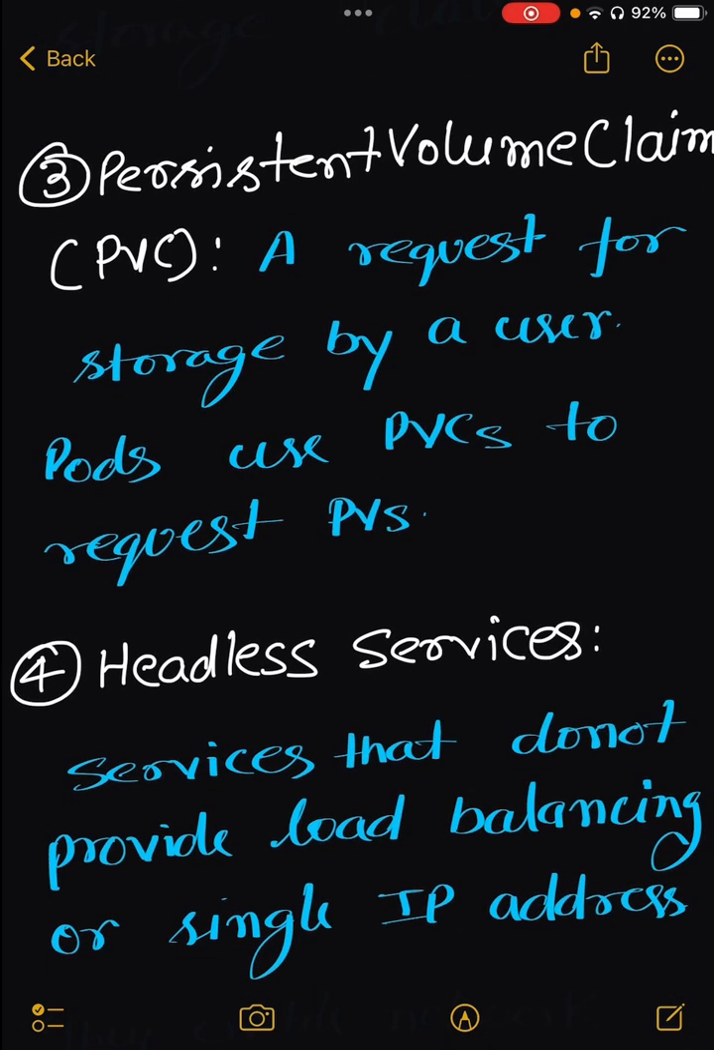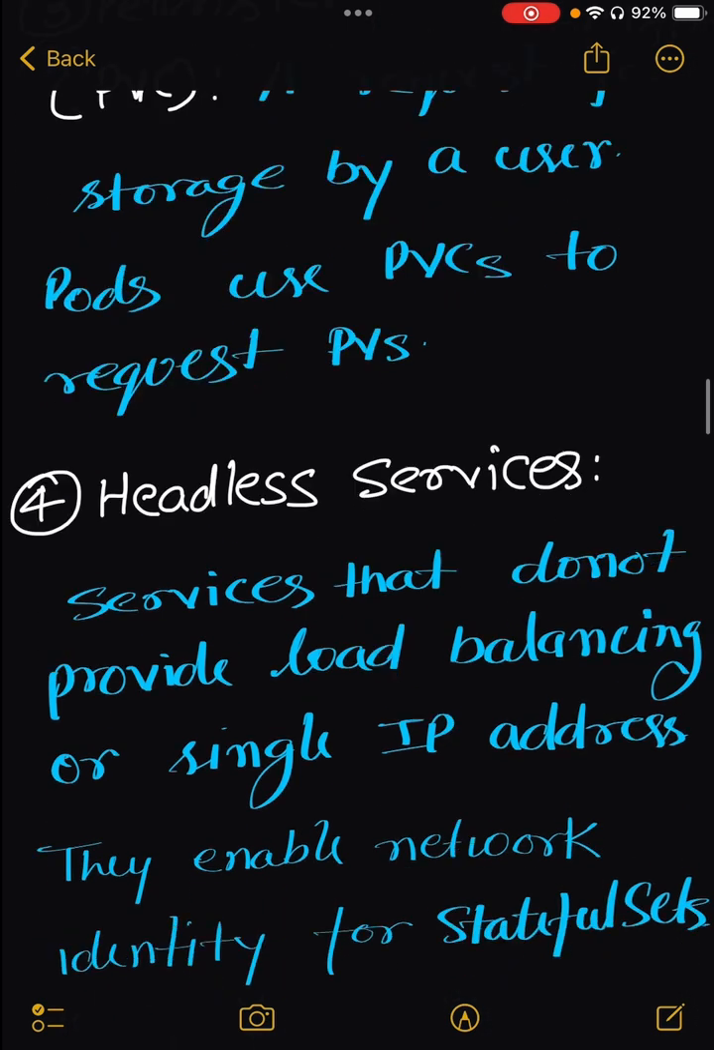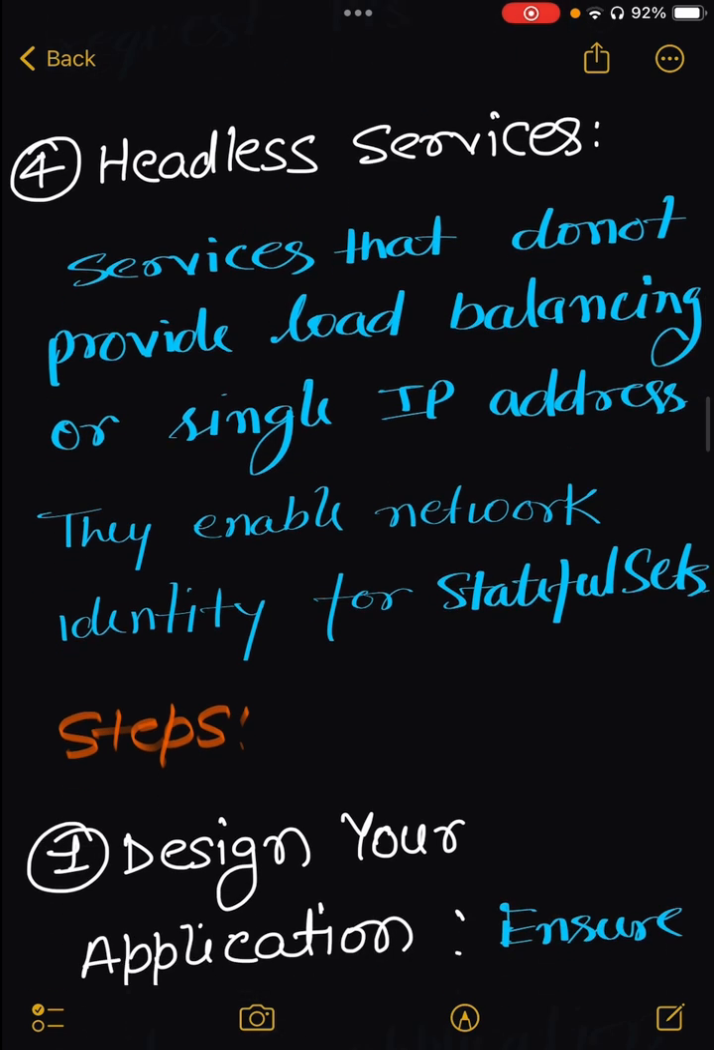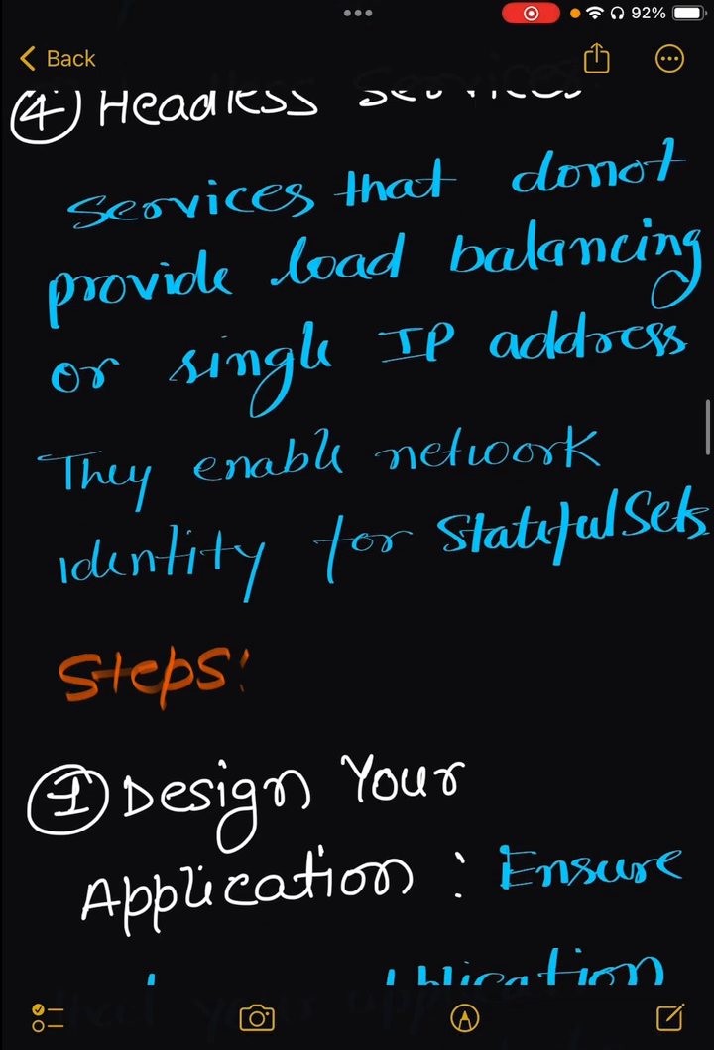Pods use PVCs to request PVs, which means that if a pod needs some data, it will use PVCs to get data from PVs. Headless service: a service that does not provide load balancing or a single IP address. They enable network identity for a StatefulSet.